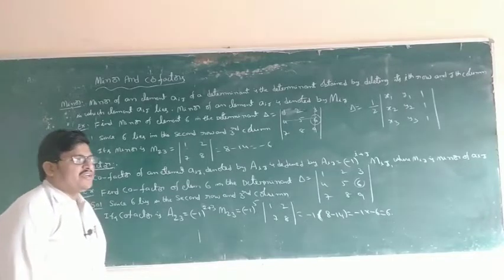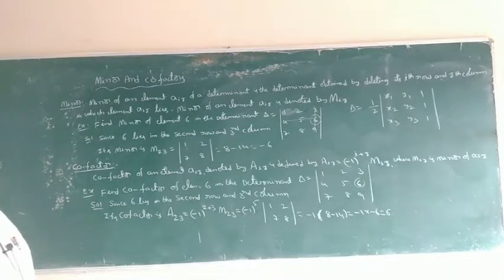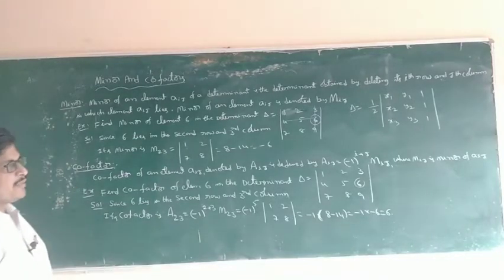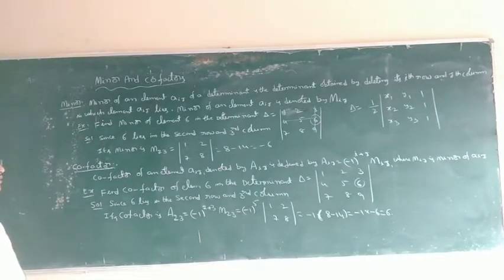Next, the area of the triangle: first model, find the area of the triangle. Next model, the area of the triangle is given, find the value of k. That is the second method. Third method, collinear. Collinear means what?